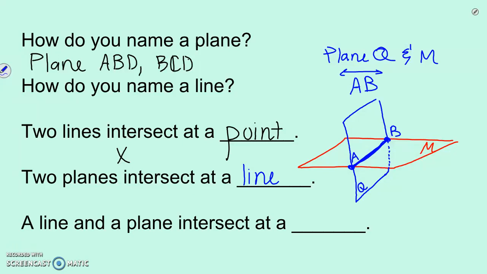Okay? You would not say segment AB, because even though in the picture it looks like a segment, keep in mind you can't draw an infinite plane. That really is a line that's extending. So you cannot say it's a segment. You have to say it's a line. And then finally, a line and a plane intersect at a what? Well, let's say we have our plane M, and I have a line that intersects right there. That intersects it at a point. So just like two lines intersect at a point, a line and a plane intersect at a point.